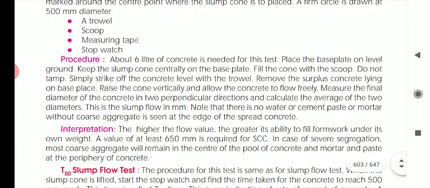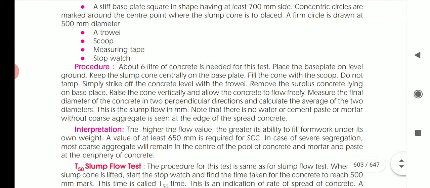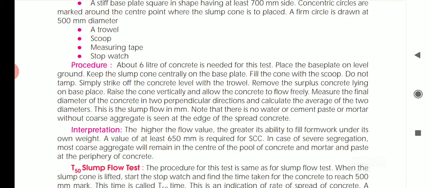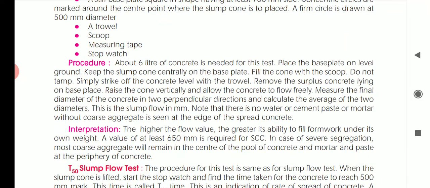About 6 liters of concrete is needed for the test. Okay, about 6 liters of concrete you need to prepare for this test. Place the base plate on a level ground. Keep the slump cone centrally on the base plate. Fill the cone with a scoop. Do not tamp. Simply strike off the concrete level with a trowel.